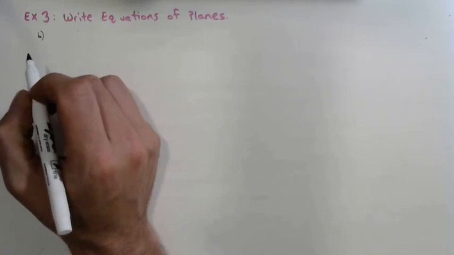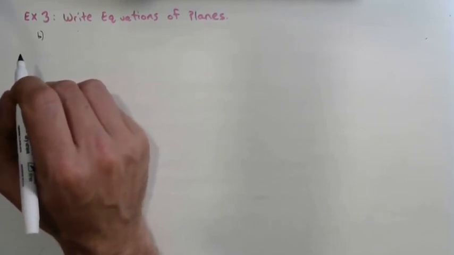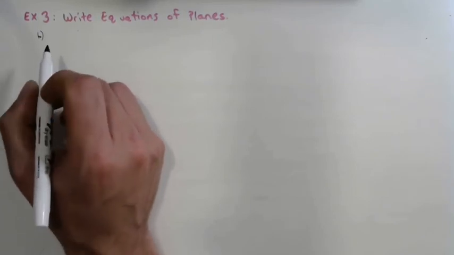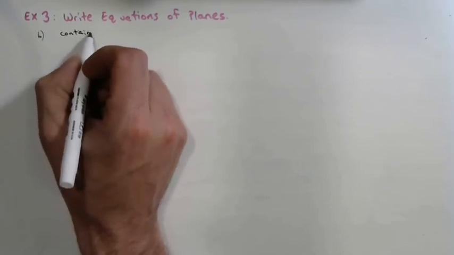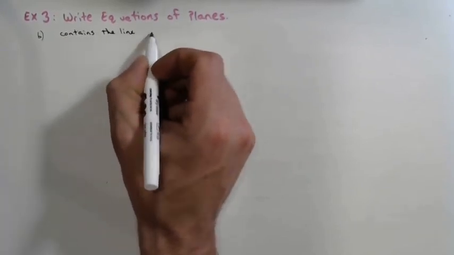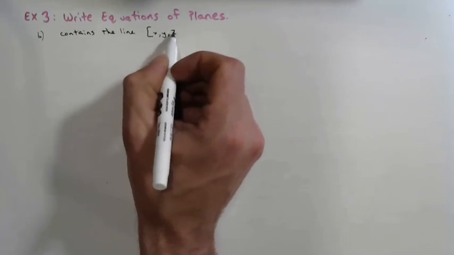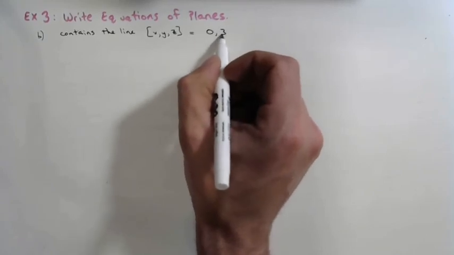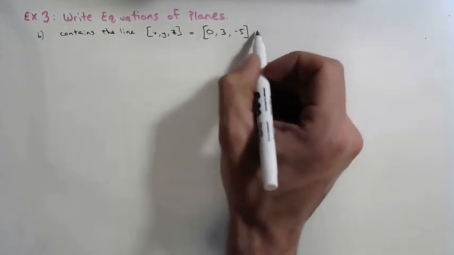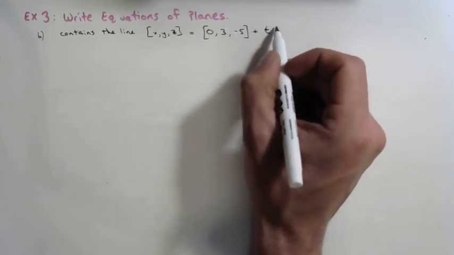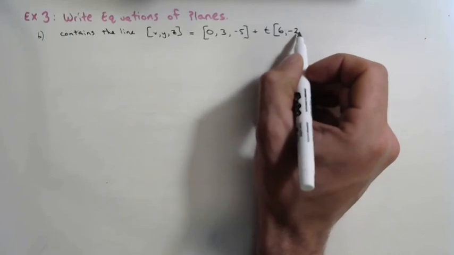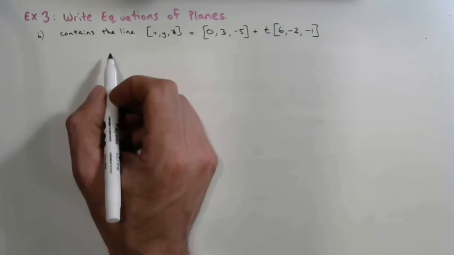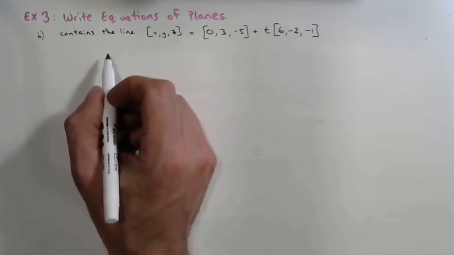So in B, we're again going to write a vector equation and a parametric equation. This time it's going to give us different information. We're given that the plane contains the line (x, y, z) is equal to (0, 3, -5) plus some multiple of the direction vector (6, -2, -1). That's not enough to define a plane. We're also told it is parallel to the line.